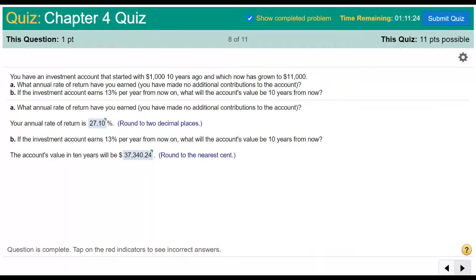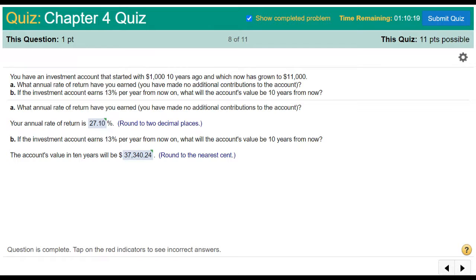Okay, so here we're solving for IY. You have an investment account that started with $1,000 10 years ago, and which now has grown to $11,000. What's your annual rate of return? So N equals 10. We're going to solve for IY. We leave IY alone. Payment is 0. Present value is negative 1,000. Future value is positive 11,000. This came out of my pocket, so it's negative. Then compute for IY, and I get 27.10.